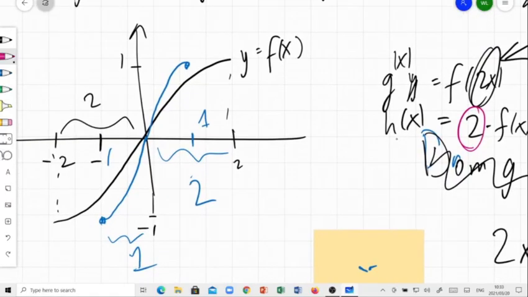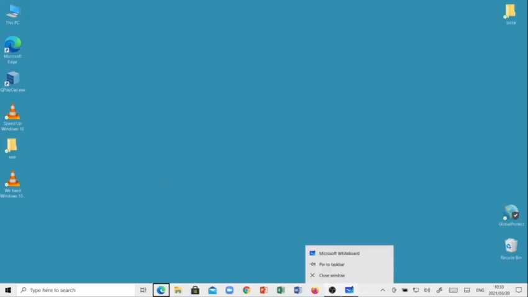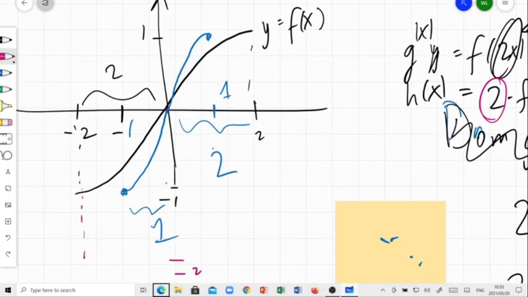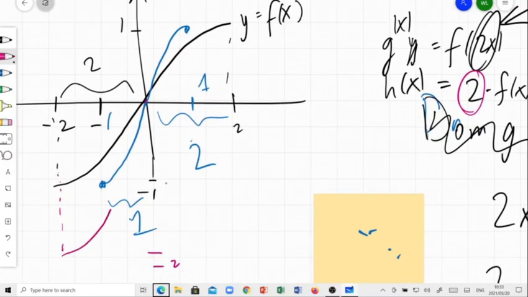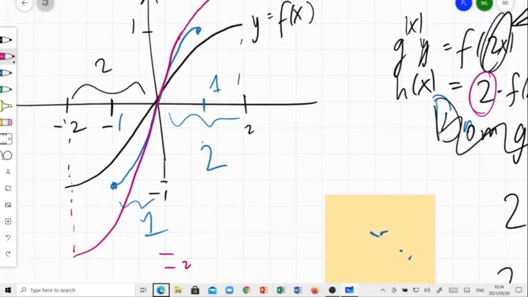Notice that the domain of 2f of x is identical to f of x, except that the height gets doubled. In this case, the height gets doubled to -2, and you see the height all gets doubled up to 2. Here the height is 1, so I double it up to 2. So in this case, I end up with something like this. There. So notice the big difference that follows when you do it.